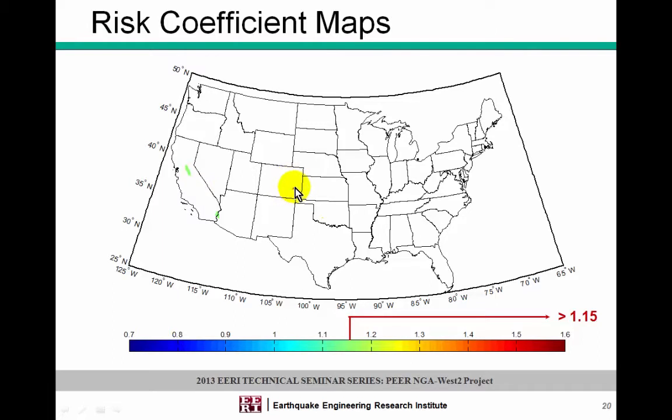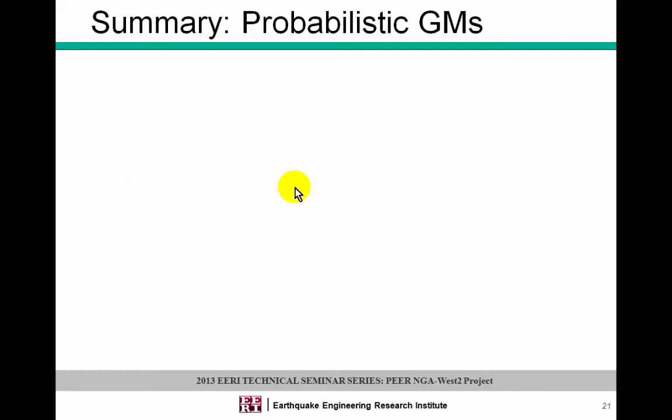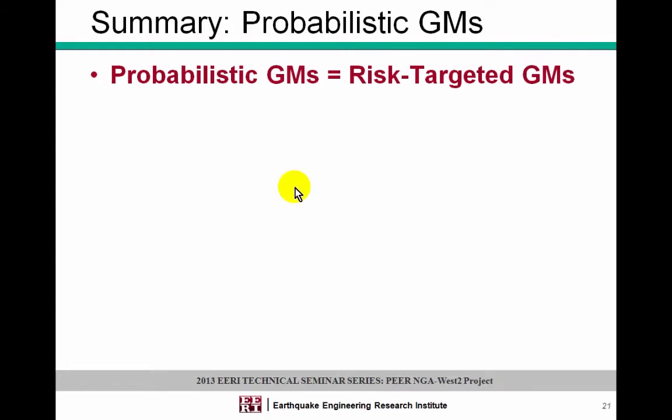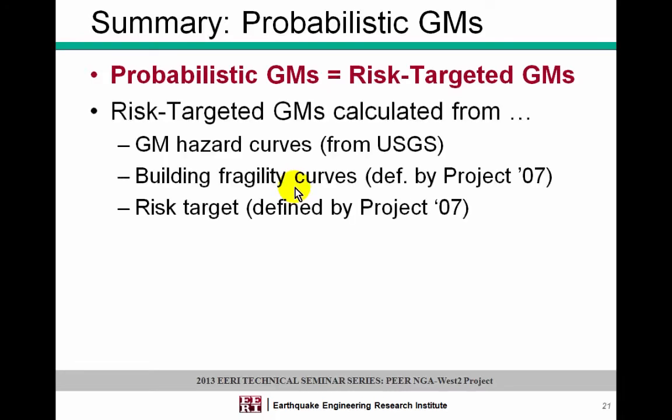This location is a place where it's low hazard that becomes a little bit higher because of an interesting shape of hazard curves there. Okay, so to summarize this part, probabilistic ground motions now specified in ASC 710 site-specific procedure, they're risk-targeted ground motions. These ground motions are calculated from ground motion hazard curves from the USGS for the purposes of the MC-SABAR maps. We need a building fragility curve, and that was defined by Project 07 based on, again, work that was done for FEMA P695. And then a risk target, and that was defined by Project 07.